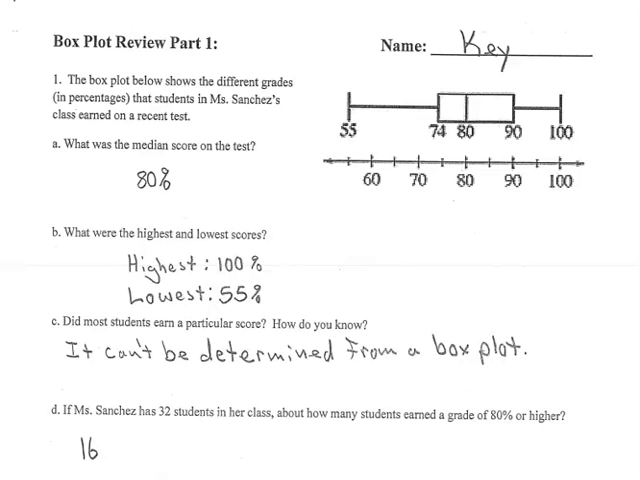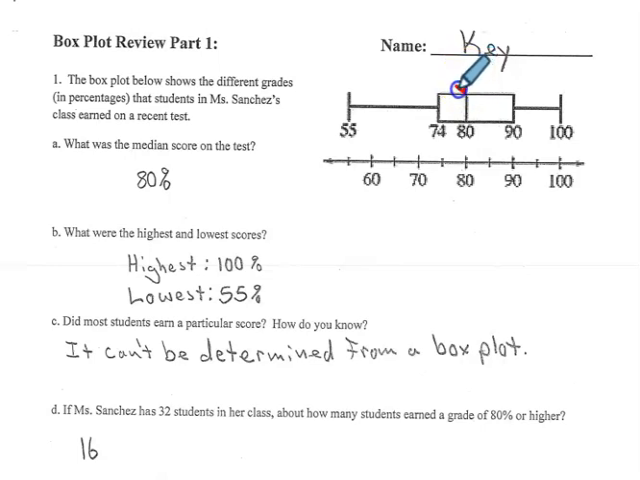Hey everybody, you're going to be using this video to guide you through the correcting of the box plot activities. So when we look at box plot review part 1, the median score of the test should be 80%. Now, probably more important than anything is figuring out why.